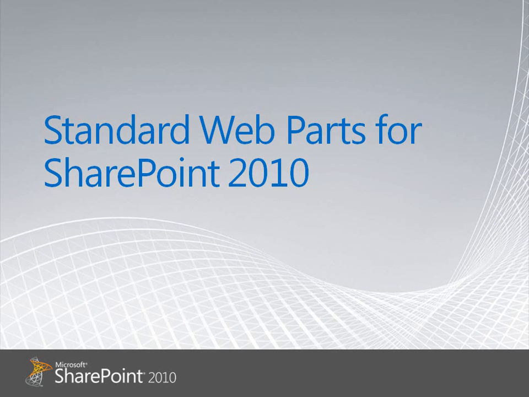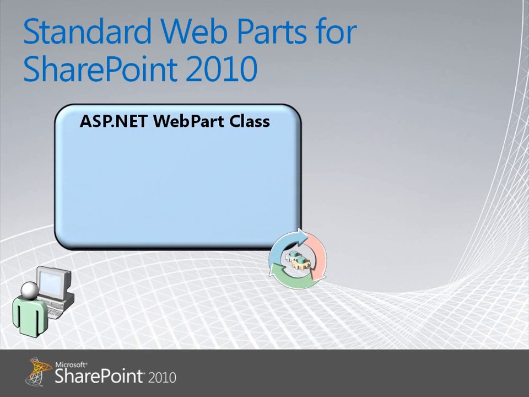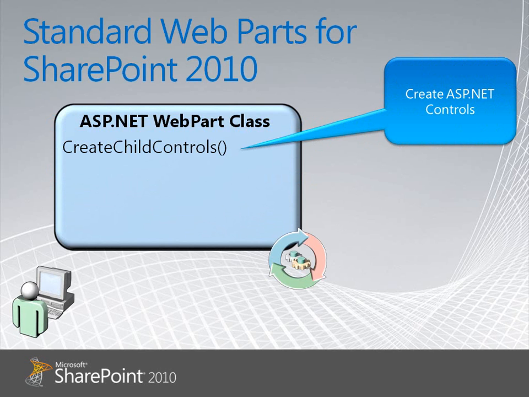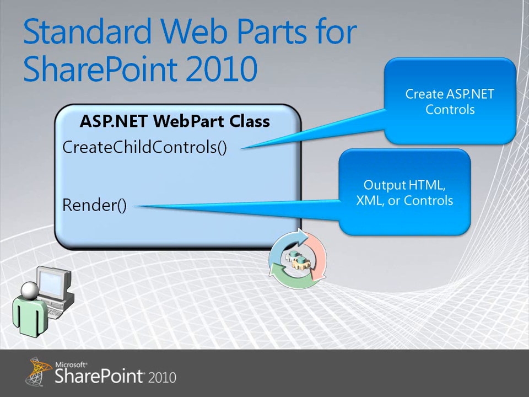In this video we're going to delve a little further into standard web parts for SharePoint 2010. So a standard web part is a class that you create that inherits from the ASP.NET WebPart base class. And typically what you will do is override the createChildControls method to add your own ASP.NET controls to the web part, such as text boxes, checkboxes and so forth.